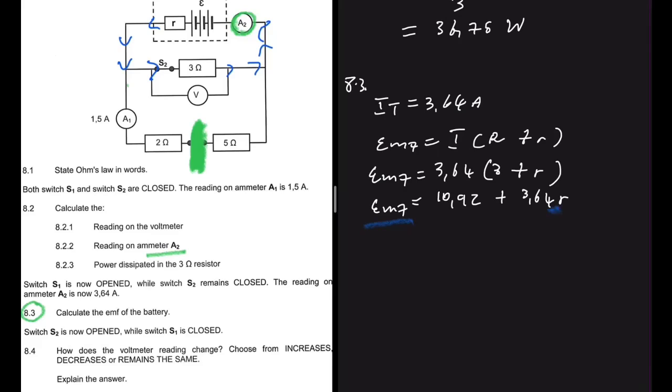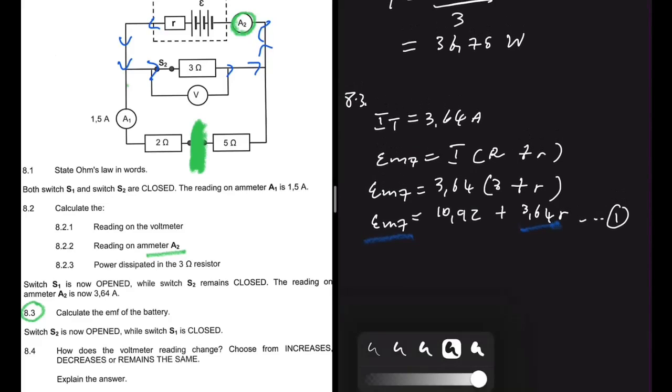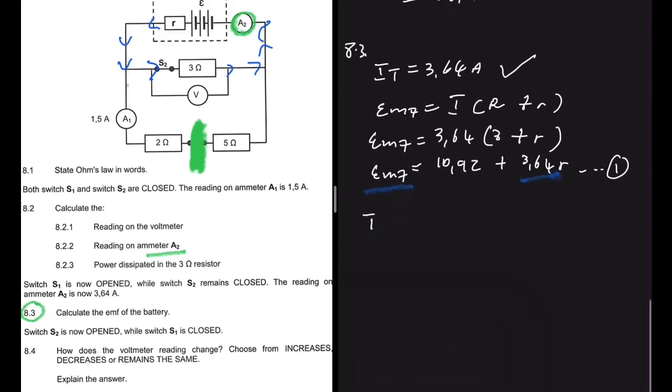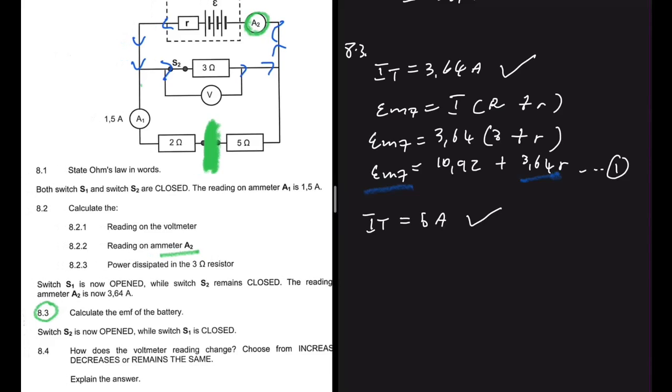As you can see, we're looking for the EMF, but we don't have the internal resistance. So we're stuck. We have one equation and 2 variables. So we can call this equation 1 and try to find another equation so that we can solve simultaneously. So this is when IT is equal to 3.64 amperes. But what happens when IT is equal to 5 amperes, like we had when both switches S1 and S2 are closed? So now we can use this information. We know that the corresponding current is 5 amperes, right?